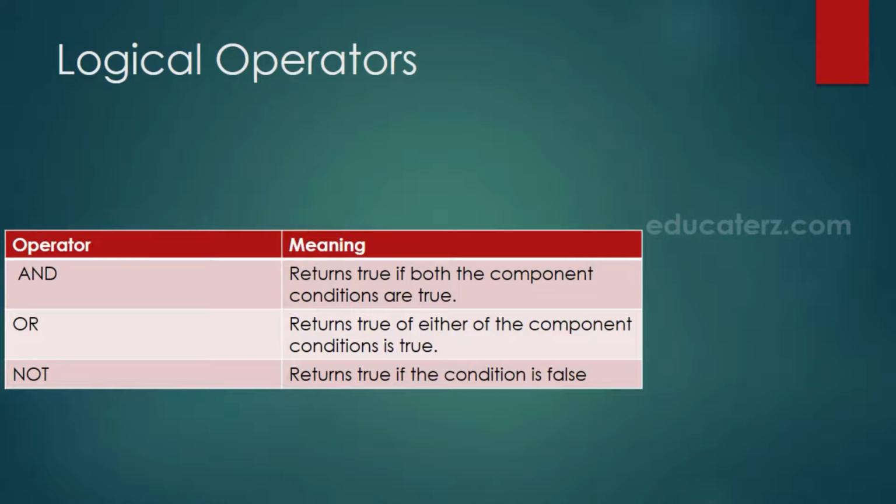Let us see what the logical operators are. The first operator is AND, which returns true if both the component conditions are true. The next logical operator is OR, which returns true if either of the component conditions is true. Finally, the NOT operator returns true if the condition is false, and returns false if the condition is true.